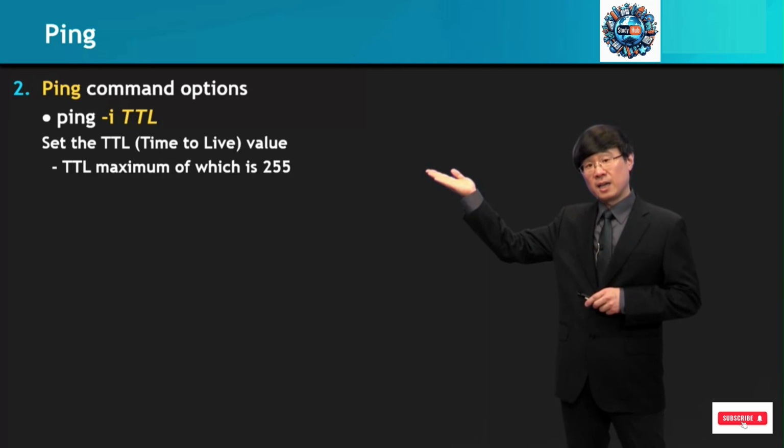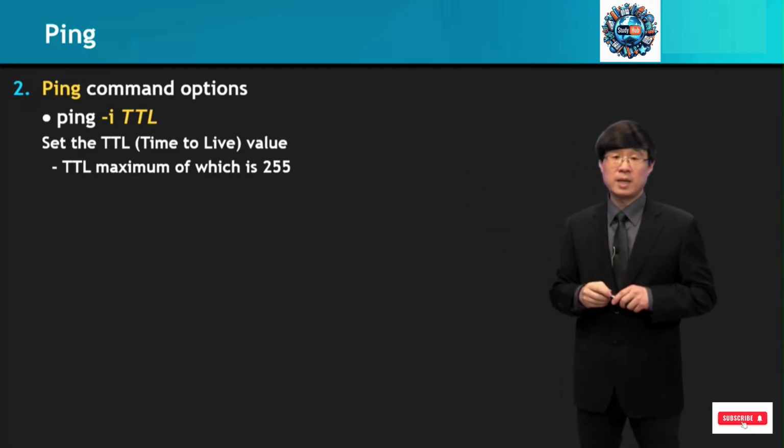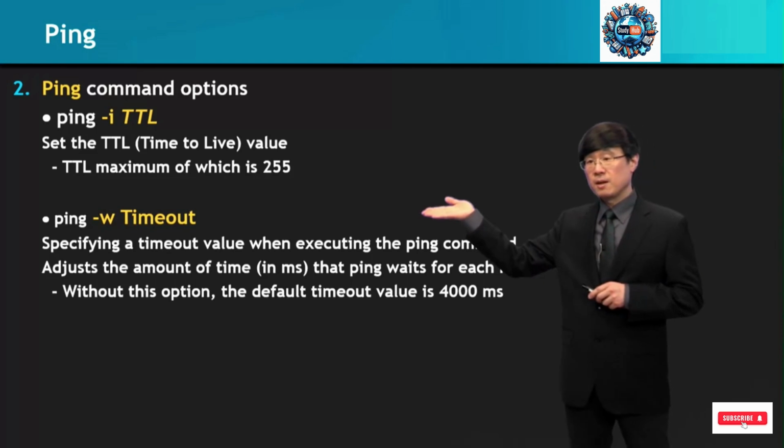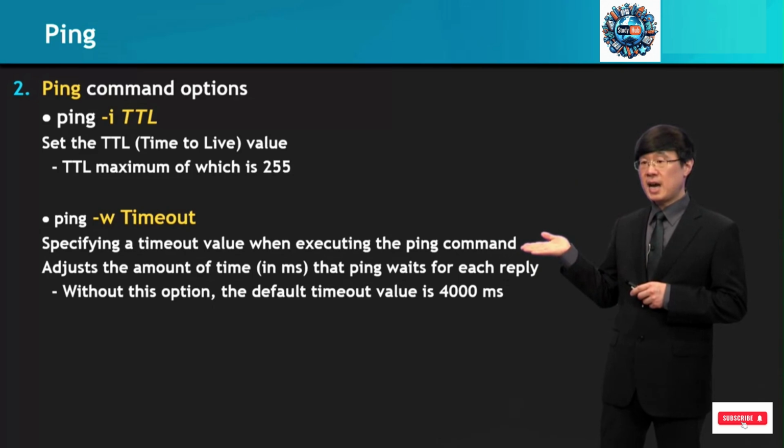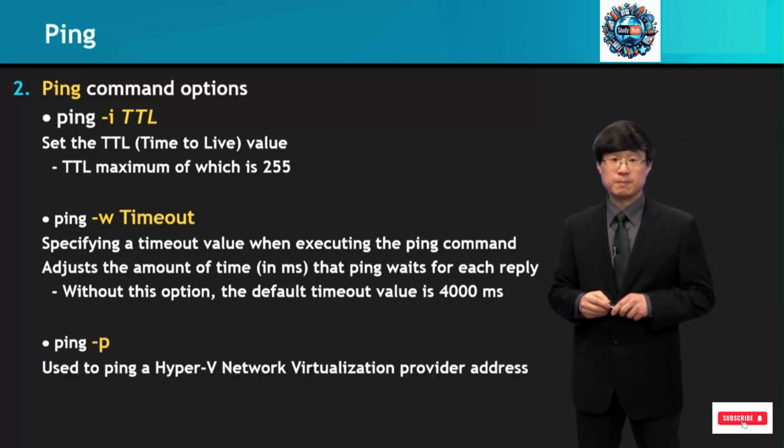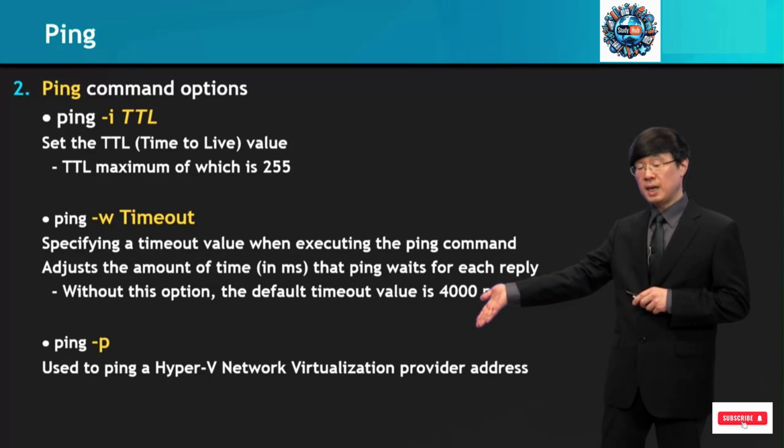Then there's the -i option, and it is used to set the time to live value. The time to live maximum value is 255. There's the -w option, which is used for specifying a timeout value when executing the ping command. It adjusts the amount of time in milliseconds that ping waits for each reply. Without this option, the default timeout value is 4,000 milliseconds. Then we have the -p option. It's used to ping a Hyper-V network virtualization provider address.